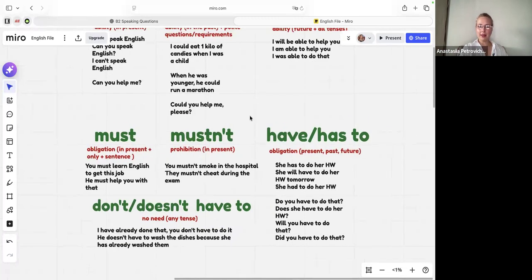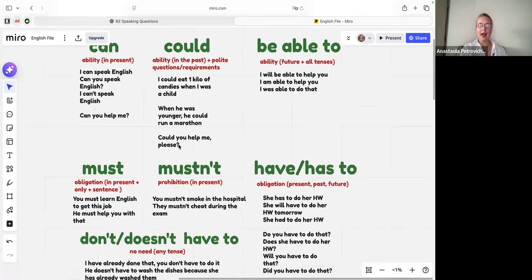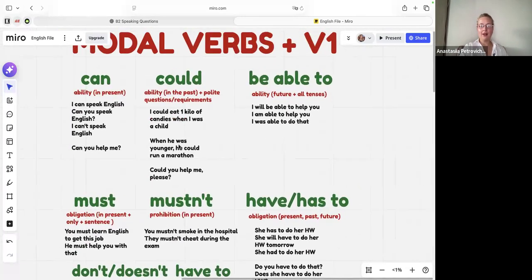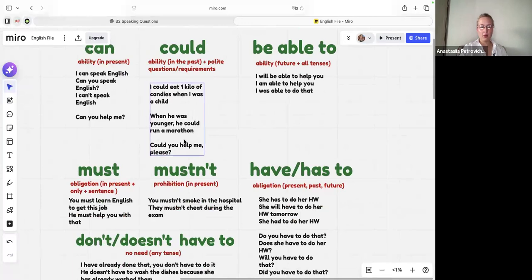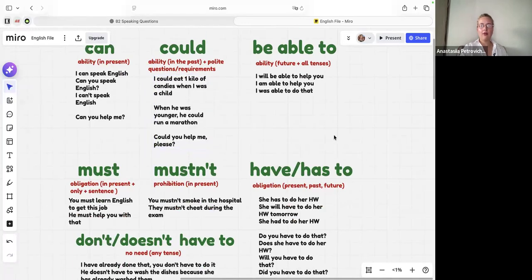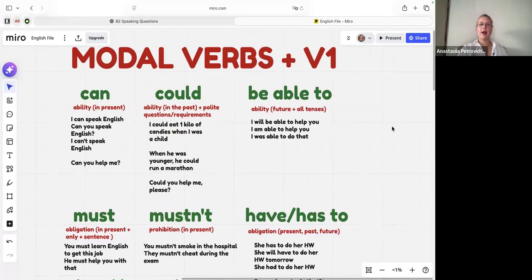So let's summarize a little bit. We are not finished yet. However, we are almost there. So let's just reflect a bit. If we speak about ability, we have three options. We have can for present, we have could for past and for being more polite, and we have be able to for all the other situations, yeah, present, past, future, when we cannot use or we don't want to use can, could. Yeah, so we use be able to.